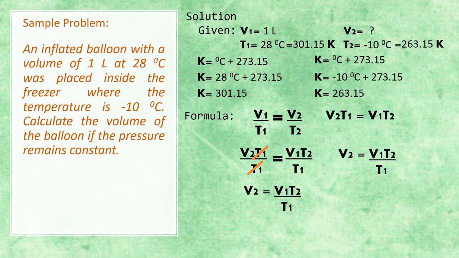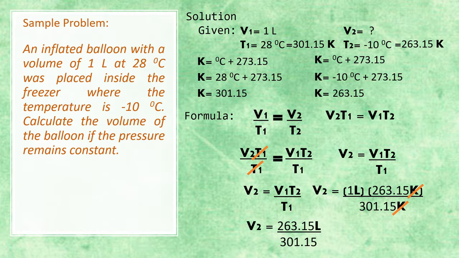Substituting all the given, our initial volume is 1 liter. Ito po yun. Our final temperature is 263.15 Kelvin. This one. Over initial temperature, which is 301.15 Kelvin. Cancel Kelvin. Multiply 1 to 263.15 over 301.15. The answer is 0.87 liters.